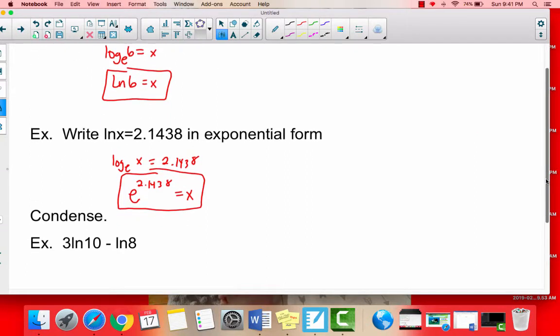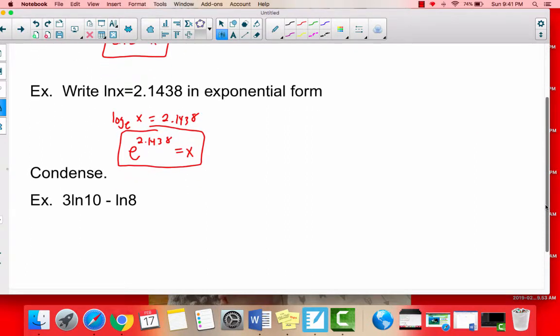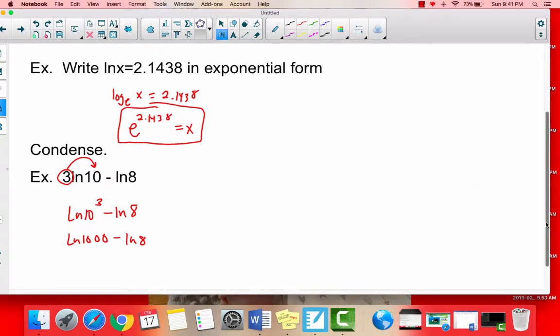Now, this condense example, again, is very similar to what we've seen with the other log functions. The same rules apply. So when we are condensing, remember any numbers in front become exponents. So this is going to be the ln of 10 to the power of 3 minus the ln of 8. I can go ahead and simplify that by writing the ln of 1000 minus the ln of 8. And then I can use subtraction to now make a division problem.